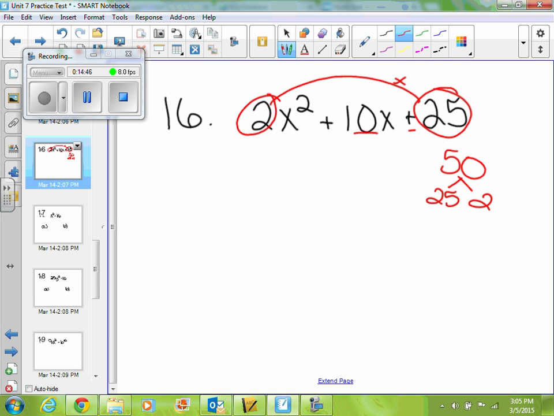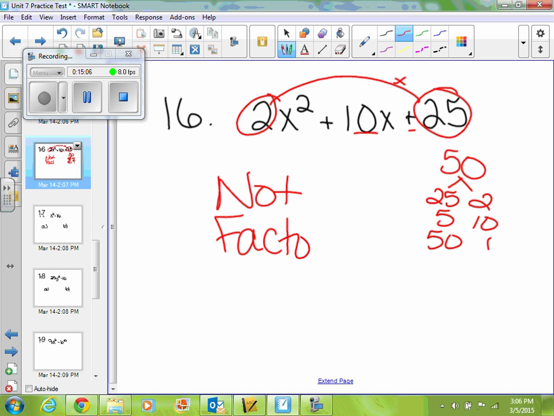5 times 10. Does that work? No. Okay, what's my last factor of 50? I guess it's not my last one, or maybe it is. And does that work? No. So what do we know about this problem then? It's not factorable. Very good. Alright, so any questions on 16?